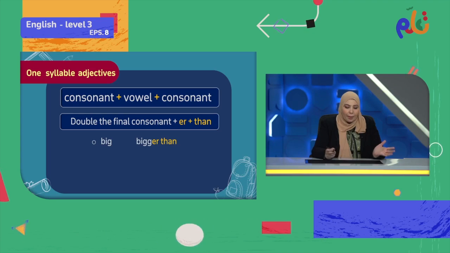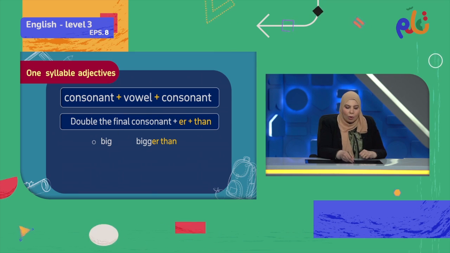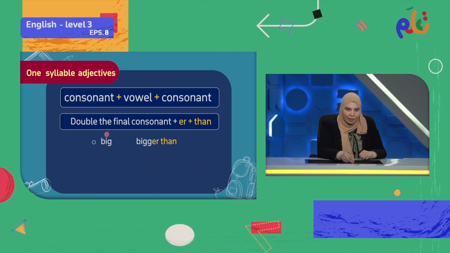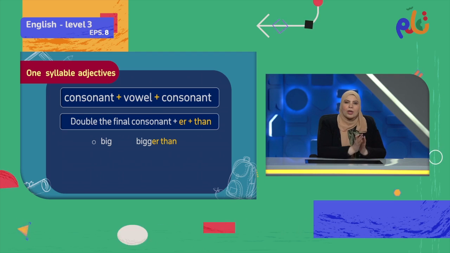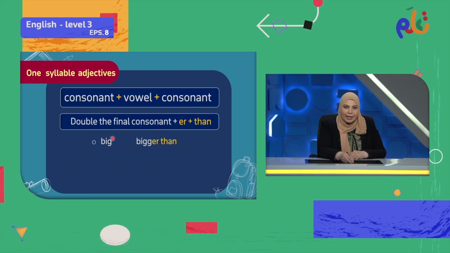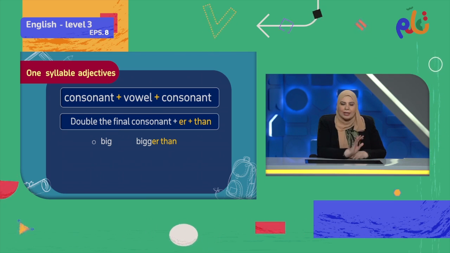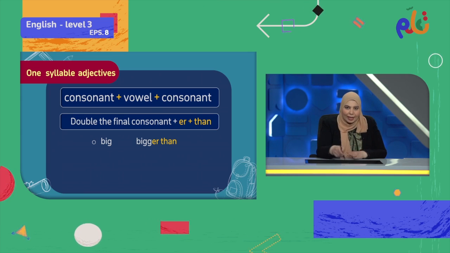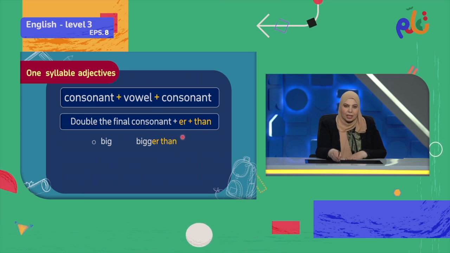طيب لو أنا الادجكتيف بتاعتي one syllable بس هي consonant vowel consonant. يعني إيه consonant vowel consonant؟ إحنا عندنا الفاولز A, E, I, O, U. يبقى أنا لو عندي vowel ما بين 2 consonants زي كلمة big. So a word like this عندي consonant أهو والفاول بتاعي I وعندي G. So in this case we're going to duplicate the last letter and then we add our ER. يبقى ال spelling rules بتاعتنا هنا it's going to be double G ER.